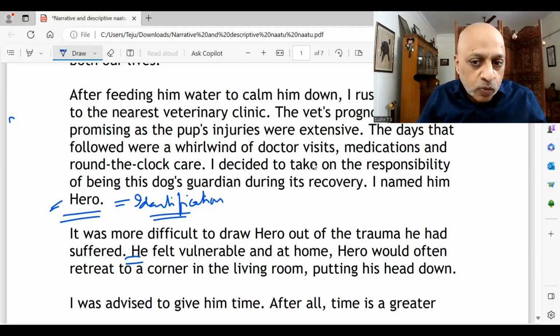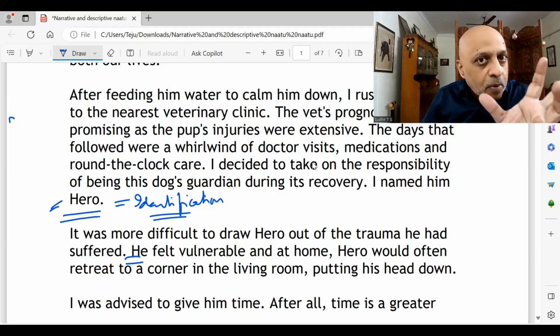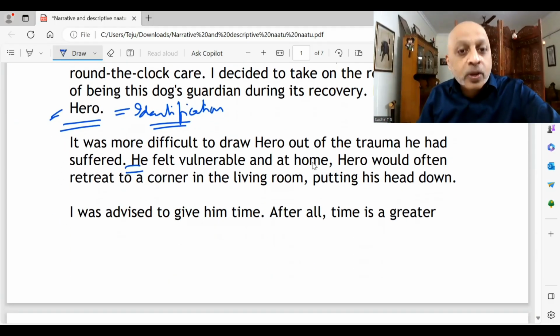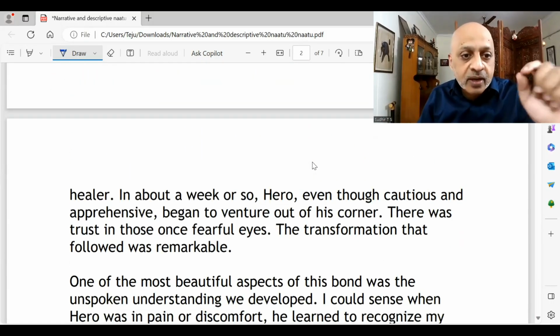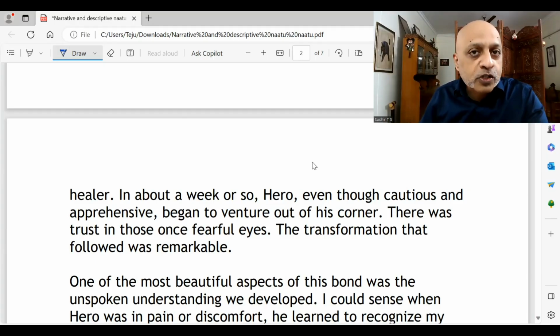Hero would always often retreat to a corner in the living room, putting his head down. So I'm giving you an idea about his state of mind. I was advised to give him time by the vet. After all, time is a great healer. In about a week or so, Hero, even though cautious and apprehensive, began to venture out of his corner. Now, how am I able to write this?